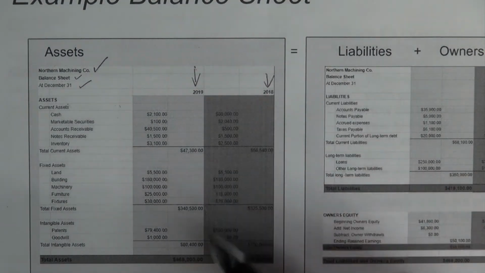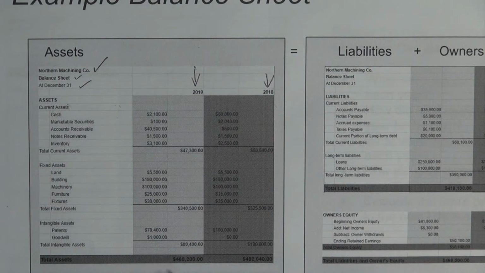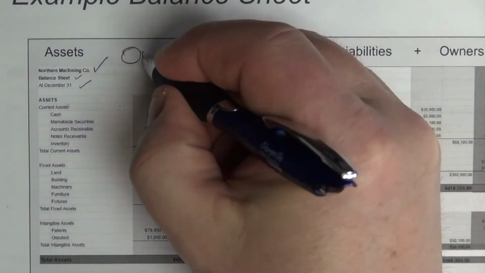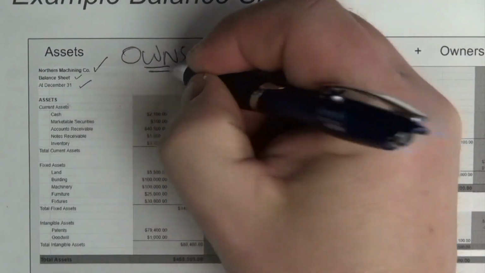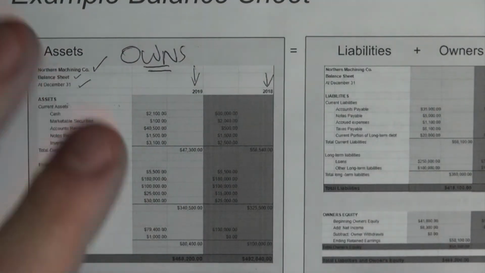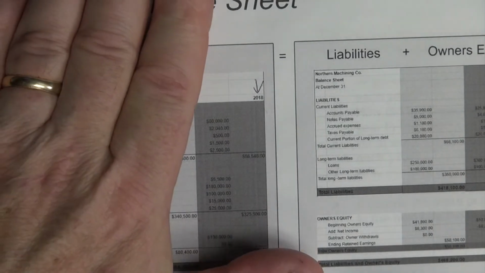In total, you will see in this particular example that for 2019, the total assets was around $468,000. The previous year, you can see it was $492,000. So you get a sense for how much the business owns. So this is very much what the business owns. Now, this is one side of the balance sheet.